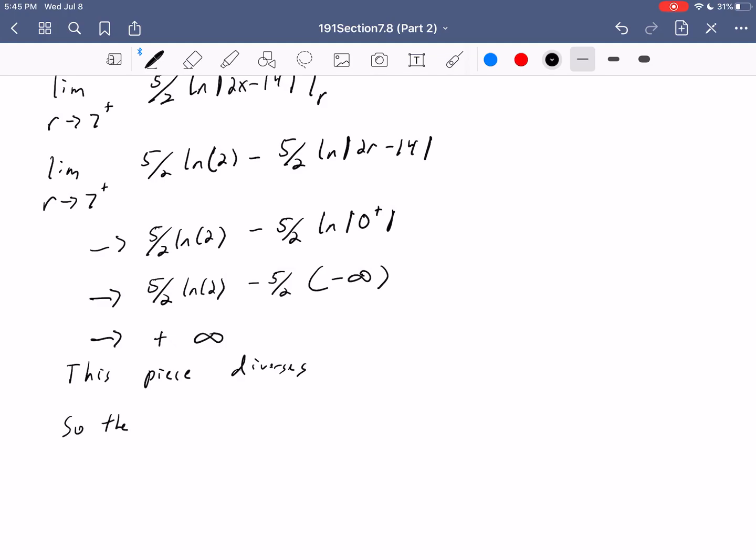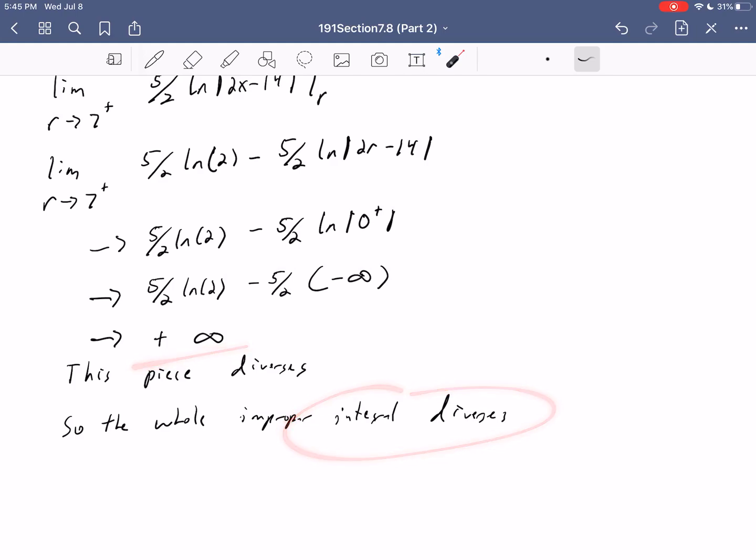So the whole improper integral diverges. Does that mean that the whole improper integral also diverges towards positive infinity? Not at all. We just know this piece goes to positive infinity, and that tells us that the overall thing simply diverges. We don't know where it's headed. Maybe it doesn't exist. Maybe it does go to positive infinity. Maybe it actually turns out that the overall thing goes to negative infinity. Who knows, right? We just know that it overall diverges.